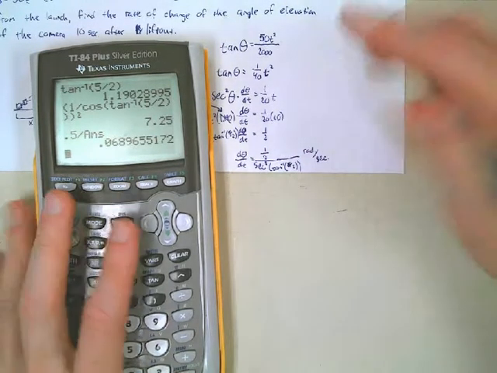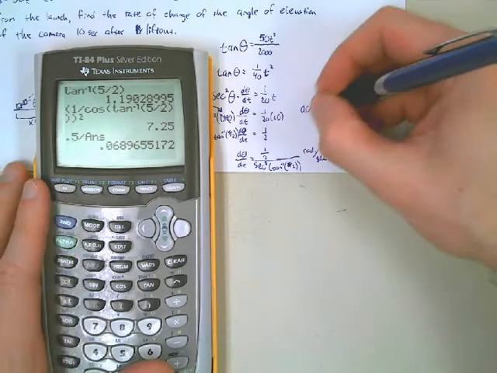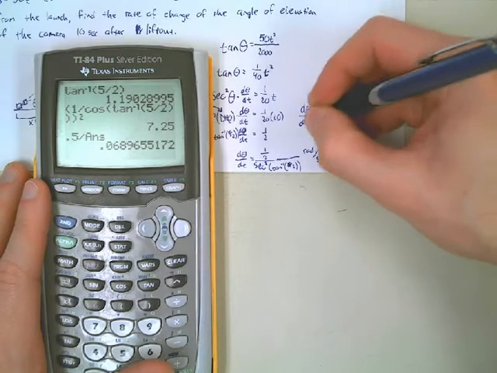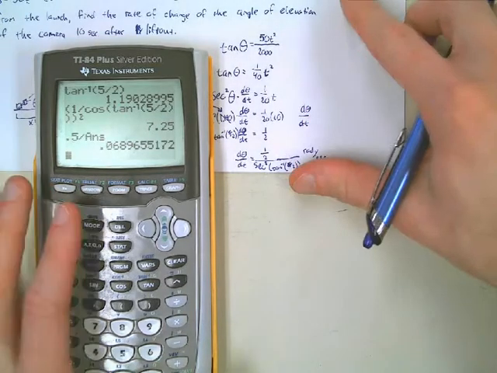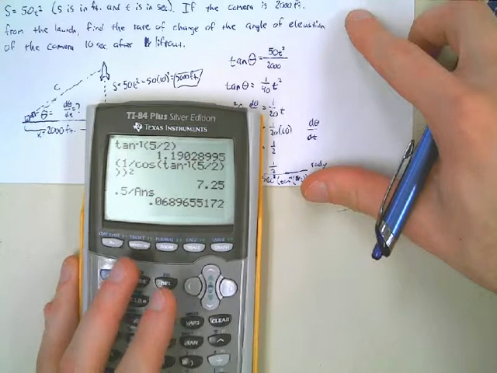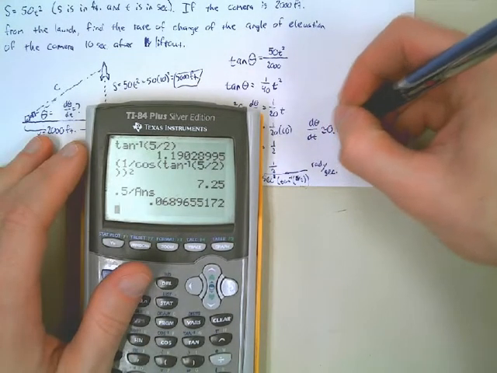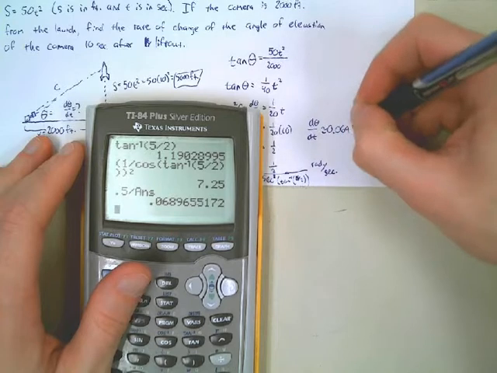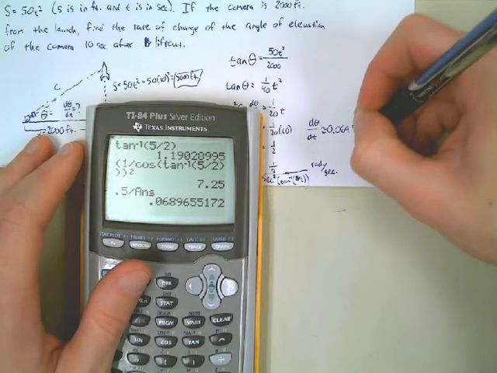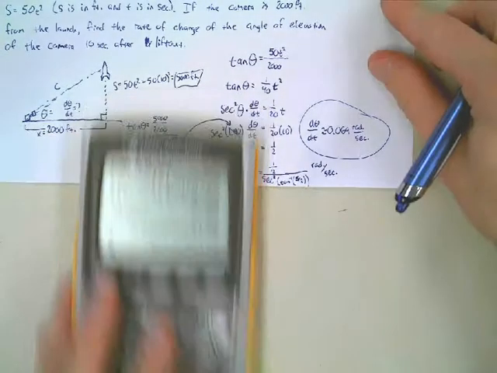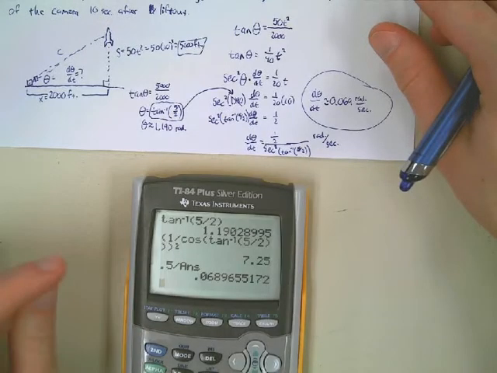I'll zoom out. Sorry. d theta dt is approximately 0.069 radians per second. So there's that.